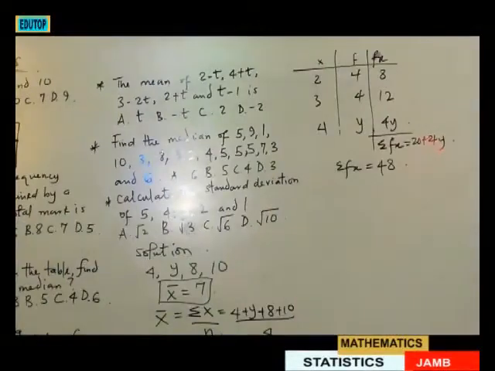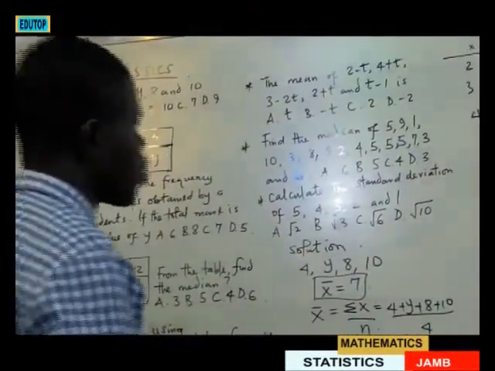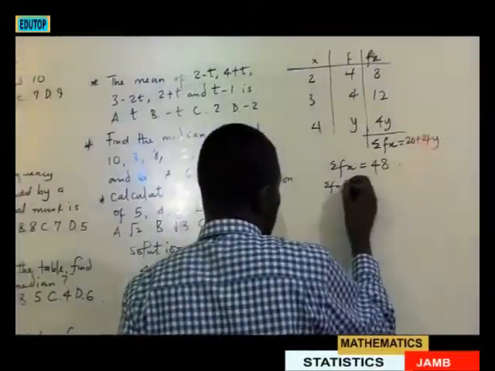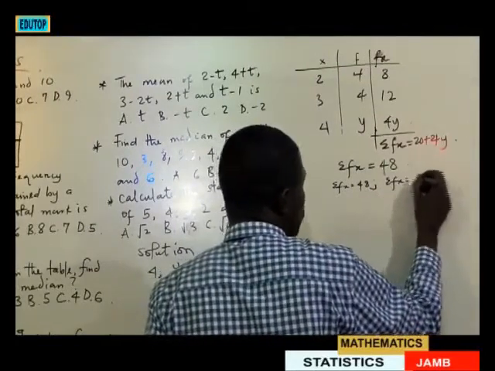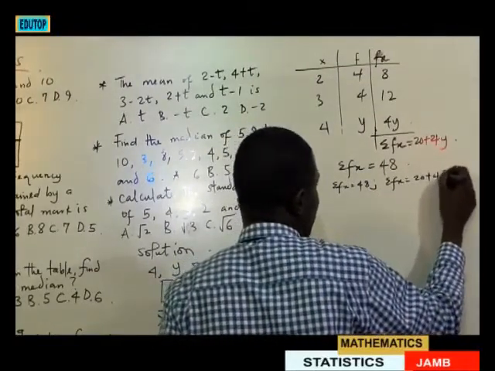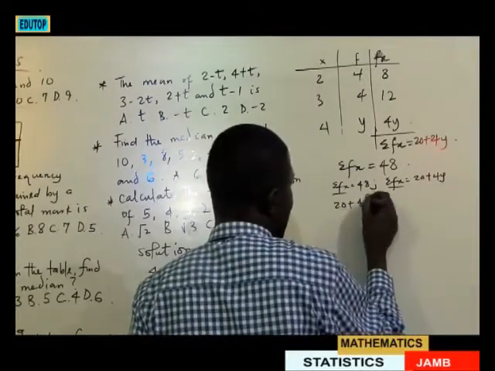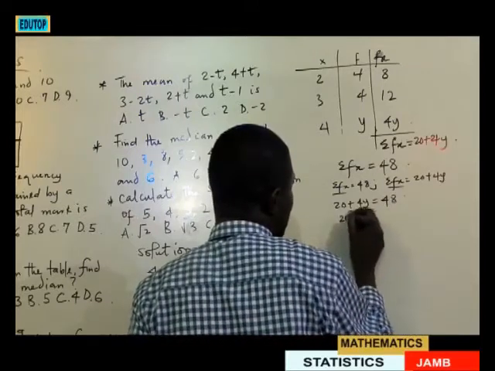So that means the question has given the total mark to be 48. So that means we have f of x equals to 48. That same f of x is also equals to 20 plus 4y. So what do we need to do? We equate them. So that will be 20 plus 4y equals to 48.